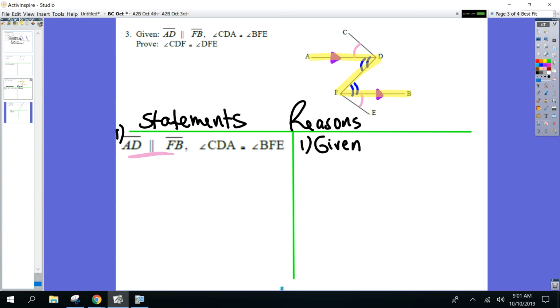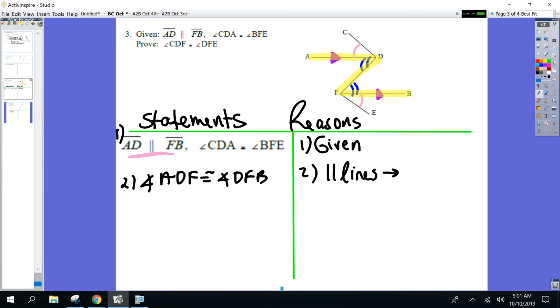All right, so let's put those angles in our proof. Angle ADF congruent to angle DFB. We wrote this in our justifications on Tuesday. What do you think is the reason here? What did you start out with? Parallel lines imply, still not right. Alternate interior angles are congruent.